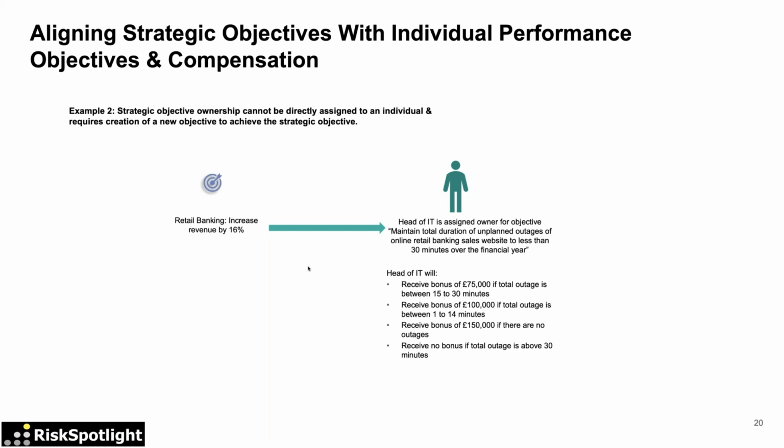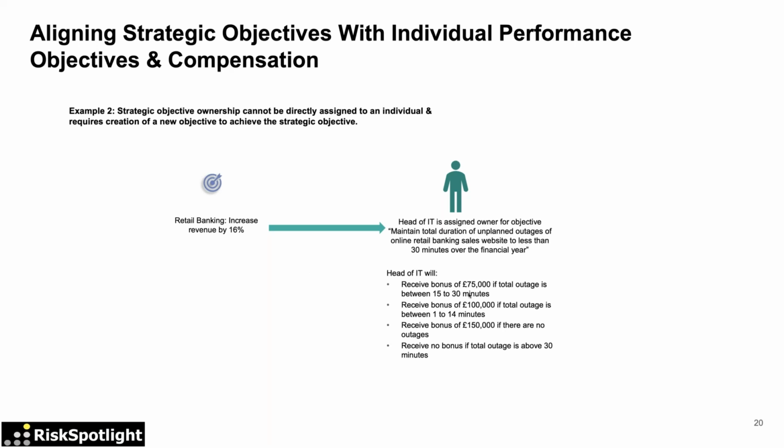So we say, okay, that's your objective. Now you need to make sure you achieve that objective, because if you do that, then it'll help us achieve our objective of increasing our revenue. But it's not a direct connection. And then we set out the bonus to say that, okay, if the disruption is between 15 and 30 minutes, you get 75,000 pounds. If the disruption is 1 to 14 minutes, you'll get 100,000 pounds. If there are no outages, you get 150. If there's a disruption of more than 30 minutes during the year, then you're not getting any bonus.